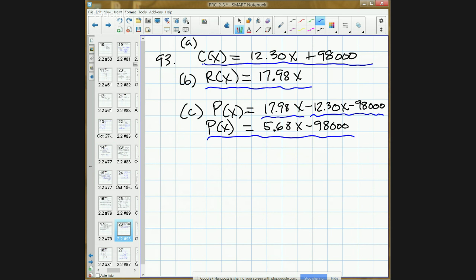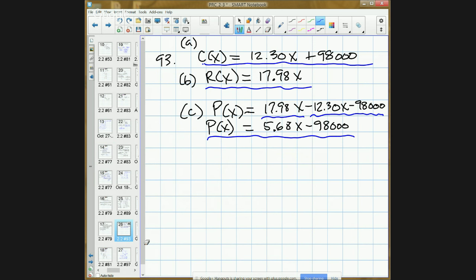And you notice I'm writing it in function form. Not real important, but anyway, the profit in relation to the variable x is, so if you take any number of items, let's say we sold 100 items, you could find out what your profit is by substituting a 100 in here for x and calculating it. So that's number 93.